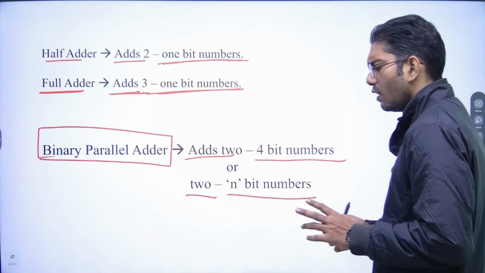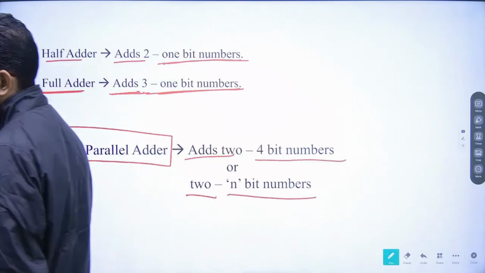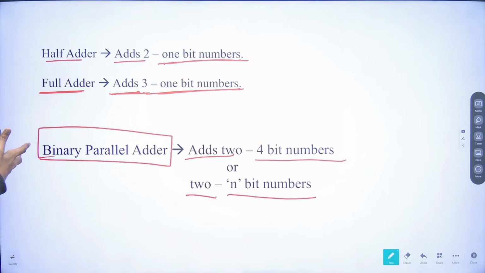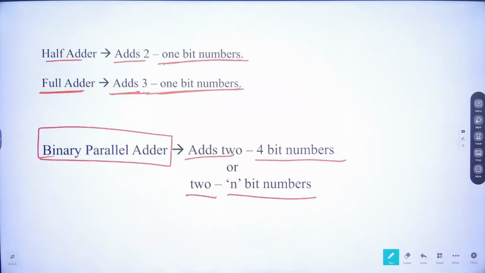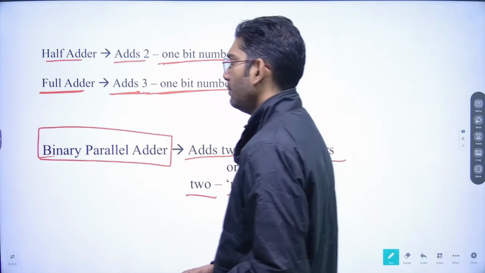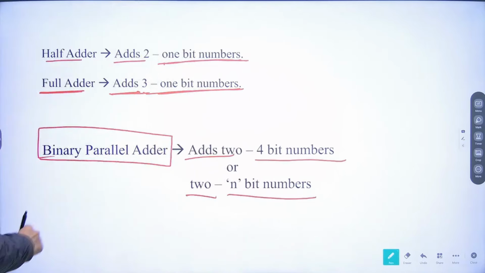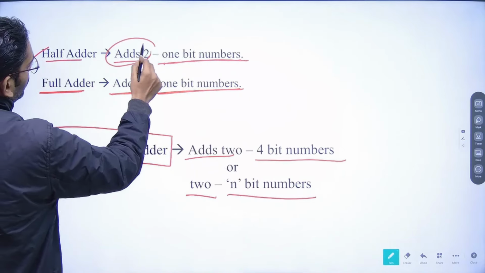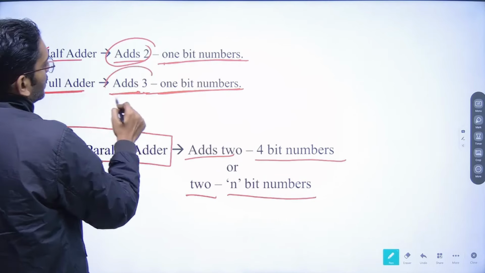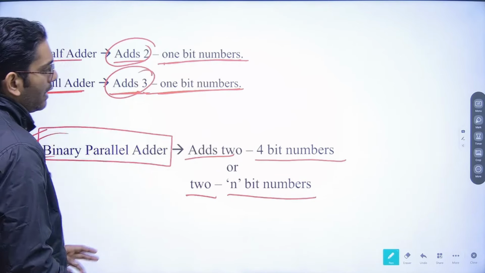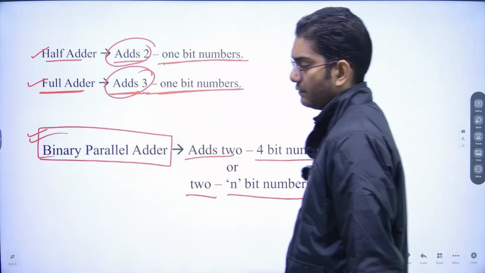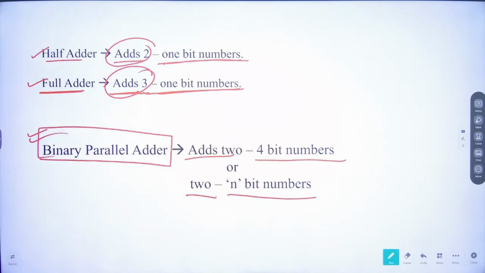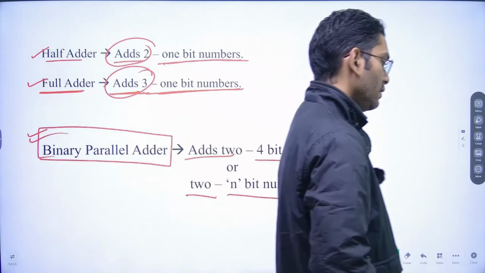Whatsoever bits of the numbers are present, it would add those two numbers and give us the final output. So this is the basic of the half adder, full adder, and the binary parallel adder. In summary, we can say the half adder adds two 1-bit numbers, the full adder adds three 1-bit numbers, and the binary parallel adder adds two 4-bit numbers or two n-bit numbers. So this is the basic functionality.